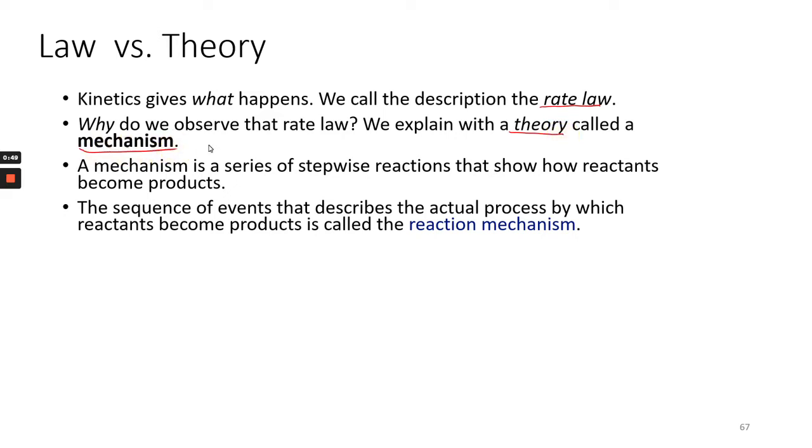A mechanism is a series of stepwise reactions that shows how the reactants become products. Because when we have some generic reaction, we don't know all the steps that are going on in this reaction. This is just what we see at the end. This is what you started with, this is what you ended with. Who knows what steps occurred in between getting from A to B to C? All of those steps are what is called your mechanism. So the sequence of events that describes the actual process by which your reactants become products is called a reaction mechanism.